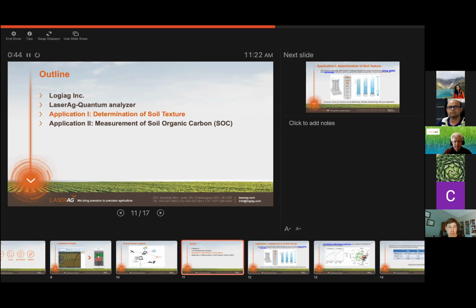Sorry to interrupt. If you could maybe just hit swap displays on the top, because we're seeing the smaller version of the slides on our screen. Oh, okay, sorry. No problem. Thank you very much. It's just in the top left corner next to end show.